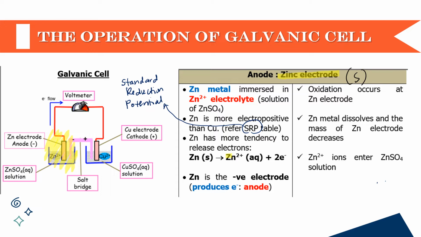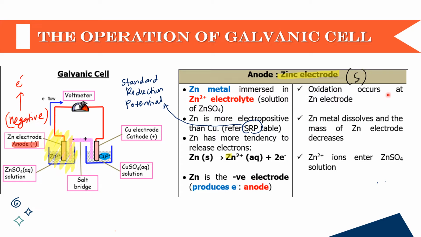For galvanic cell, our anode over here is a negative terminal. Let me write it down as big as you can see. So this is negative. Why is it the negative terminal? Because electron is produced here. We have electron produced over here, so that's why it is negative. So let's continue: the negative electrode produces electron at anode.